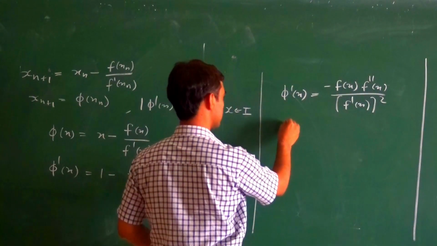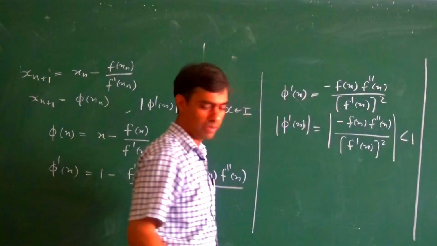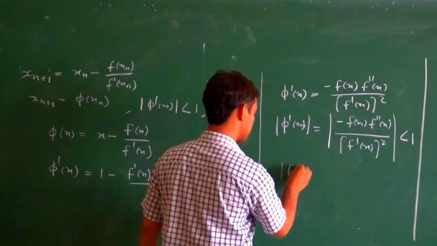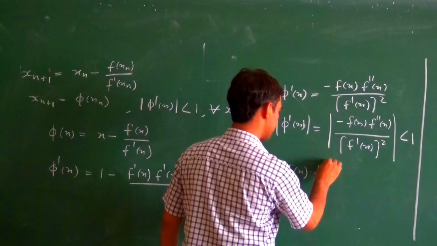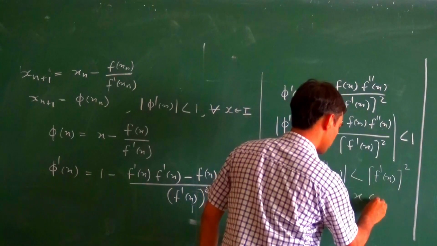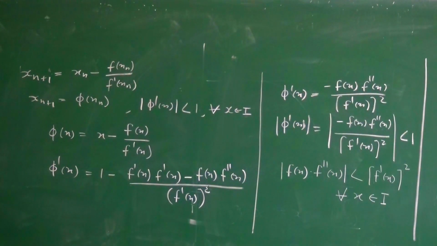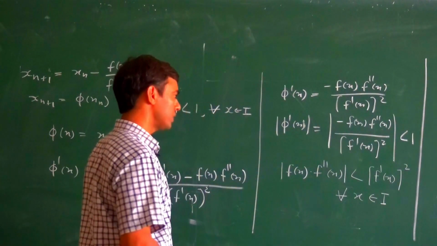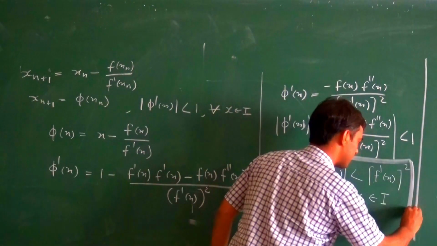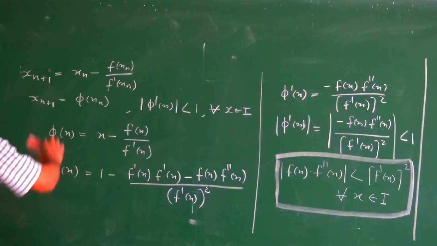So what is the condition? The condition is that the mod of phi dash x must be less than 1 for all values of x belonging to I. If we simplify this, mod of f x into f double dash x must be less than mod of f dash x whole square, where x belongs to I, a class interval where an approximate root or our actual root exists. So this is the criteria for convergence, to choose the correct initial value.